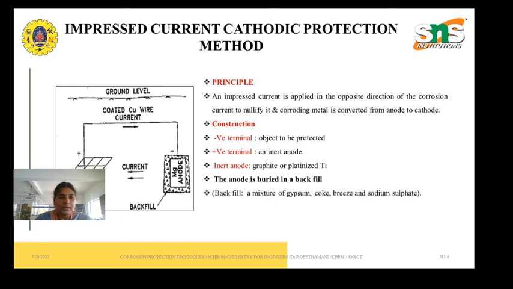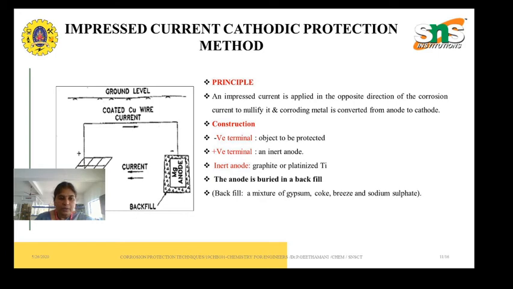We are supplying some electrical energy where corrosion takes place. So the corrosion current gets nullified for the metal to be protected. After passing that current, the anodic part is converted into a cathode. That's why the metal is protected. This can be done by connecting the negative terminal of the battery to the object to be protected, and the positive terminal of the battery to an inert anode.